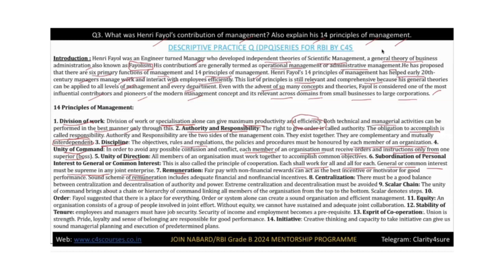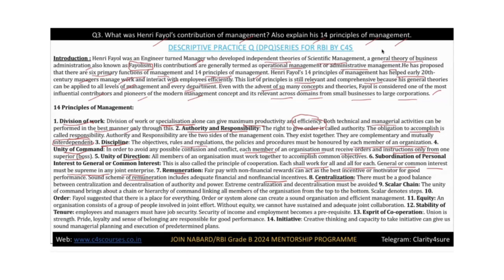Now comes the principle of centralization. Actually, this principle of Fayol basically talks about a balance of centralization and decentralization. That is, the authority and power should be based on a fine balance between these two aspects. Because an extreme of centralization or decentralization is basically dangerous for an organization to function in a sustainable manner.